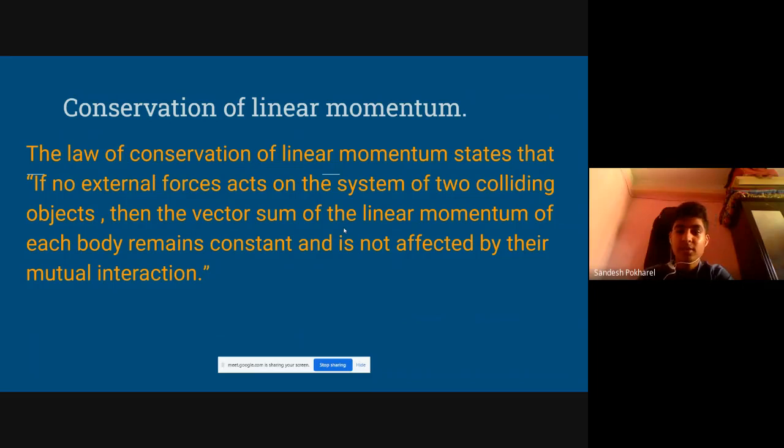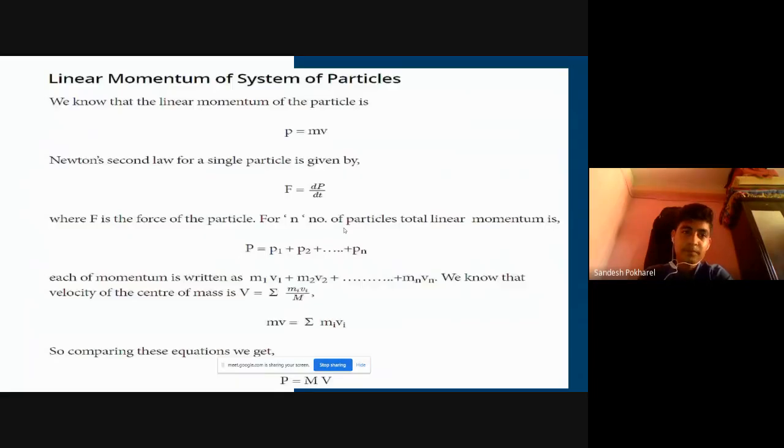The law of conservation of linear momentum states that if no external force acts on the system of two colliding objects, then the vector sum of the linear momentum of each body remains constant and is not affected by their mutual interaction. And now, linear momentum of a system of particles.